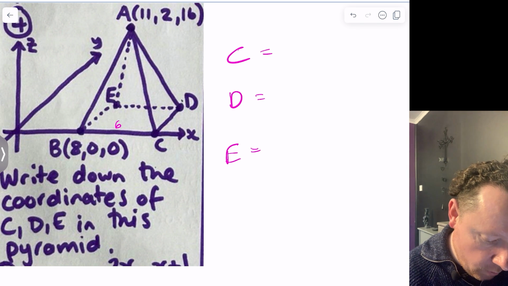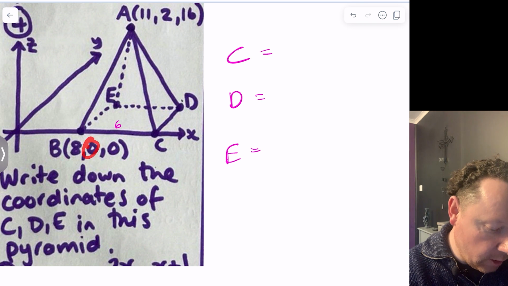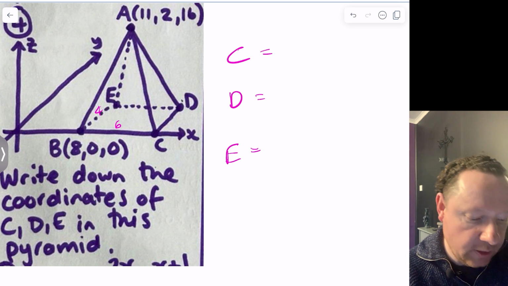But going the other way, we're starting at 0, and then the middle is 2, and then out 2 again is 4. So it's actually not a square-based pyramid, so be very careful, it's 6 by 4.